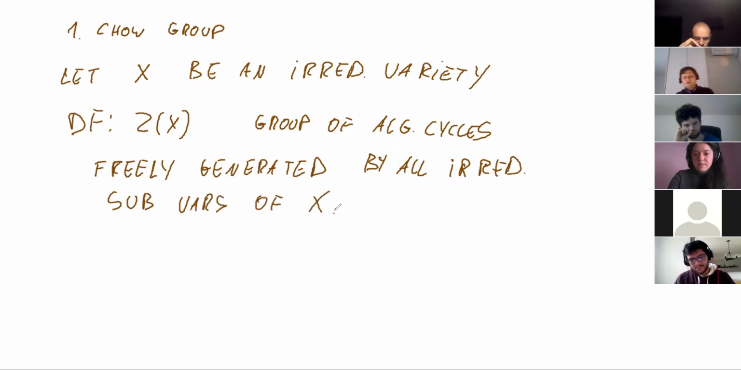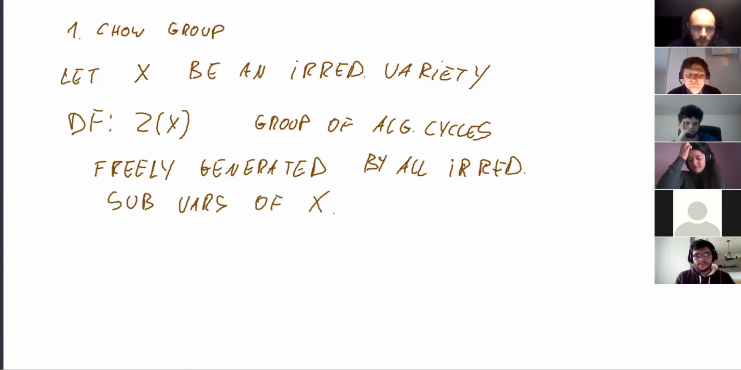Okay, so what do I mean by freely generated? There is one basis vector, if you want to talk about a basis of free modules, there's one basis vector for every irreducible variety. And then you can associate an integer to that vector, and the finite sum of such things is an element of Z(X). So I would not like to lose you here. Are there any questions about this? Okay, yes, I have a question. Yes, please.